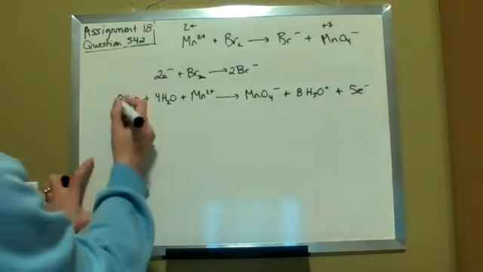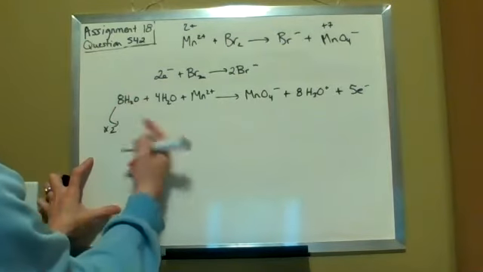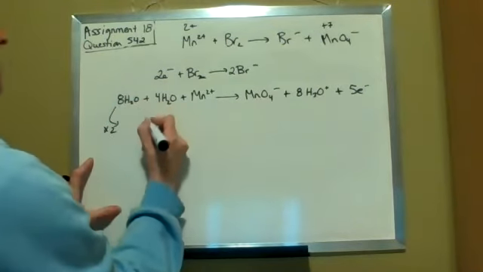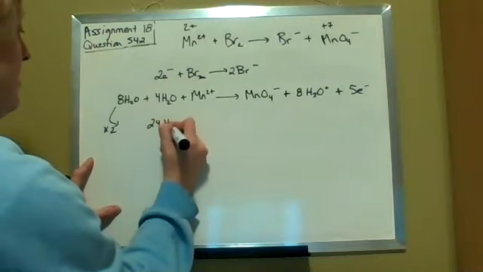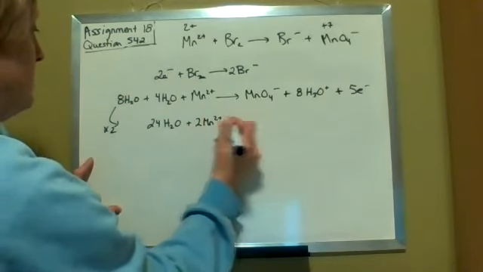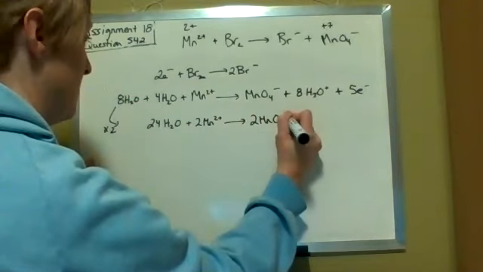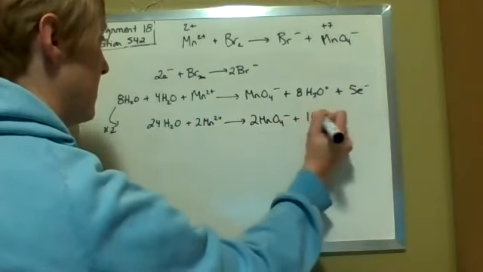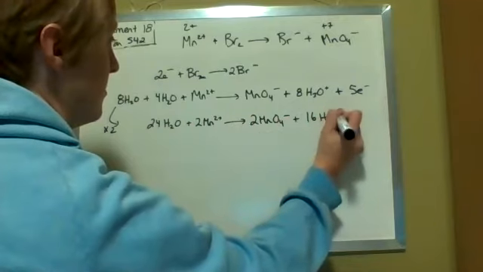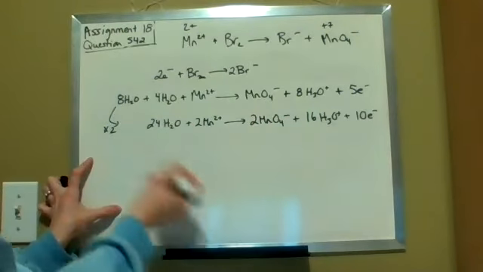So let's start with this one here. We have to multiply this by 2. So I have 12 waters, I'm going to make that 24 water, 2 manganese 2 plus, 2 permanganate, 16 hydronium, and 10 electrons.